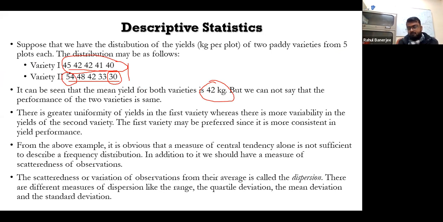Even though the mean is the same, the average yield is the same, there is dispersion, or there is variability in the data. So this variability is accounted for by certain measures, which are called measures of dispersion.